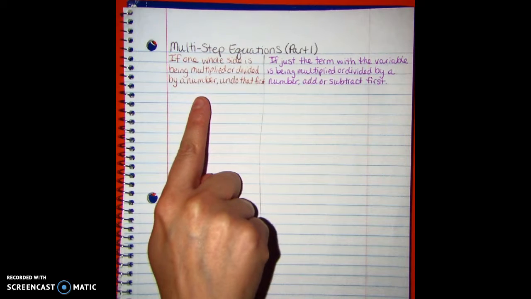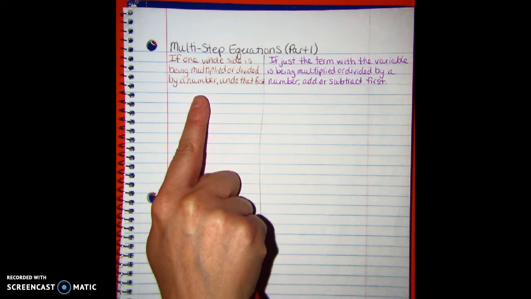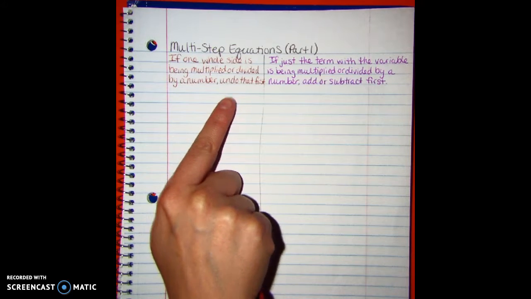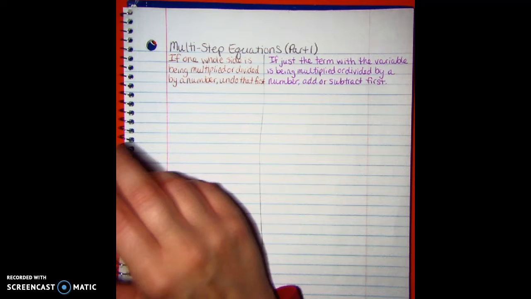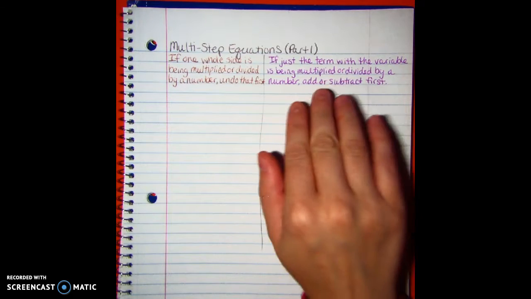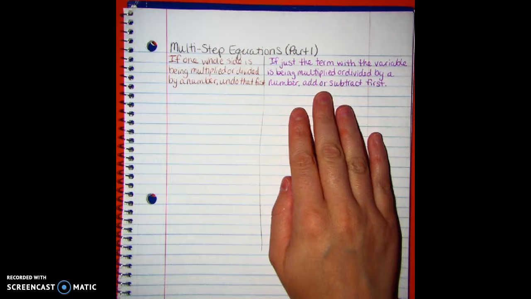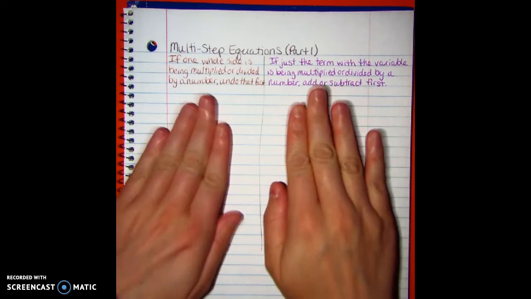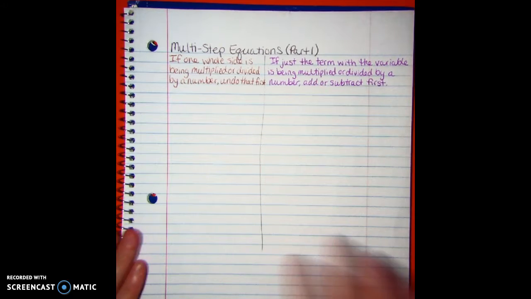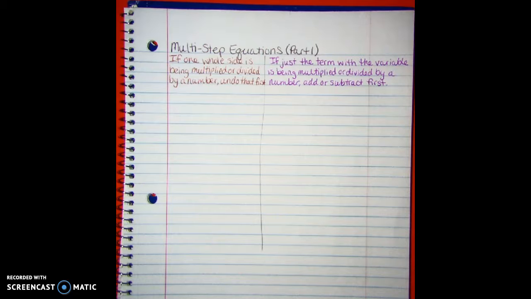This side says if one whole side is being multiplied or divided by a number, undo that first. So that's when, if you were dividing by something, you'd multiply it to undo it, and vice versa. On this side, it says if just the term with the variable is being multiplied or divided by a number, add or subtract first. And I'm going to show you examples of both of them. That's why there's kind of a line down the center. So let's do a couple examples.